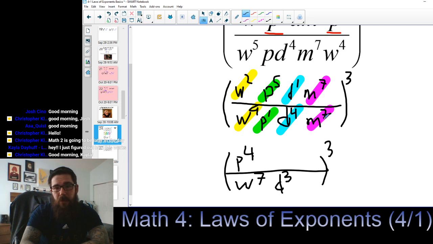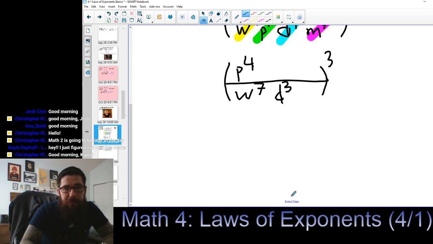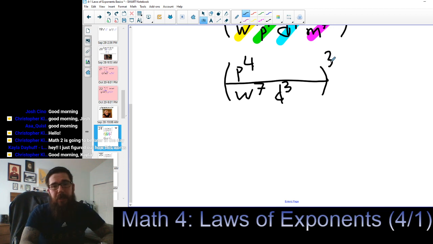M to the 7th over M to the 7th. That would be 7 on top, 7 on bottom. They're going to cross cancel completely, leaving me with just a bunch of 1s. Okay? I don't need to really write anything because I already have something in both my numerator and denominator. Don't mess with it. Moving on still. At this point, this guy's as simple as it gets, and I have this 3 exponent outside.